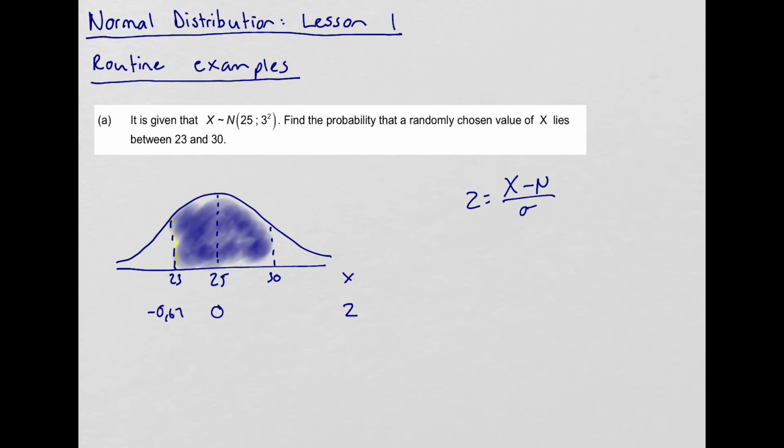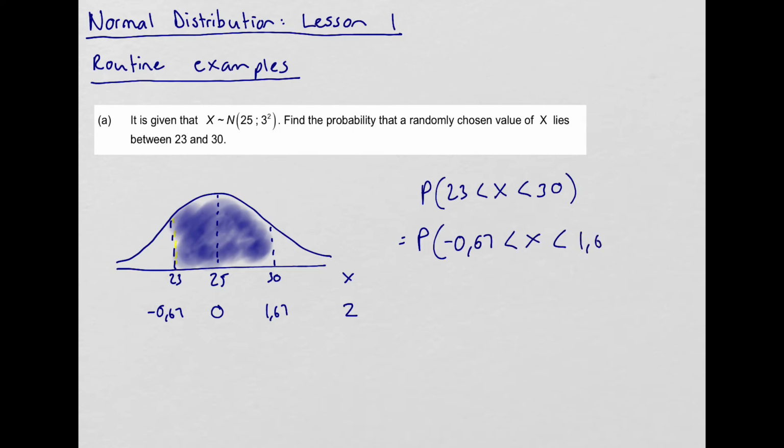Don't forget the negative. Remember that in the z diagram, to the left of the mean are negative scores, and to the right are positive scores. And for 30, you get a corresponding value of 1.67. Let me just erase that out of the way. All this really means is that we can now translate the x values, because we're looking for the probability of x lying between 23 and 30, into z values. So this is equal to the probability of z lying between negative 0.67 and 1.67.